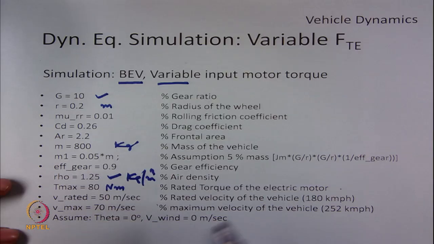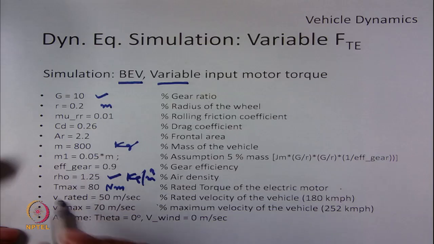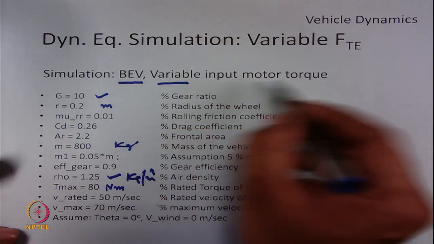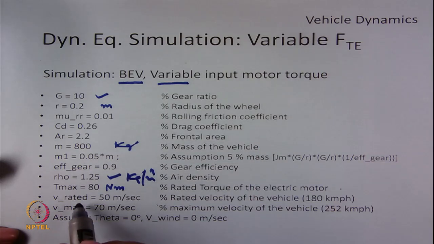Newton meter. So, in comparison to the last example, the mass is now reduced from 1200 kgs to 800 kgs, and T max has increased from 40 Newton meter to 80 Newton meter. Since we are simulating variable input motor torque conditions, we have to define the rated vehicle velocity. So, let us take 50 meter per second as rated vehicle velocity, which turns out to be 180 kilometer per hour speed.